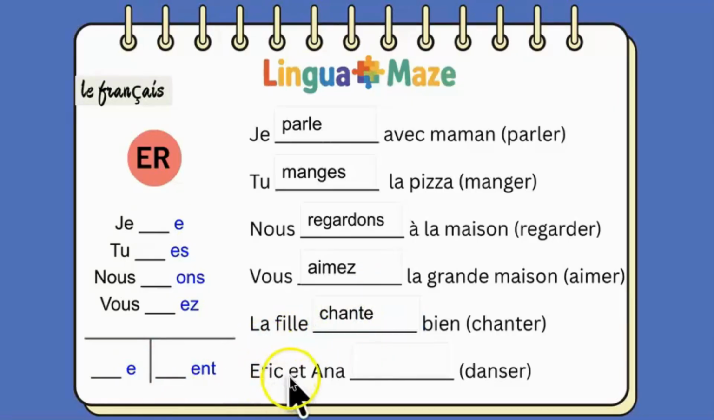And then you have Eric et Anna blank danser. Danser is the infinitive, the verb. Take off the ER, put DANS. Your subject is Eric et Anna. Here you have je, tu, nous, or vous, and the choice is none of these. So you'd either choose singular or plural. And since Eric et Anna are more than one person, you'd make it plural, ENT. I hope this helps.